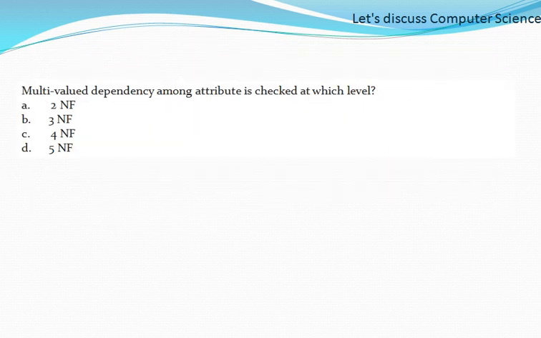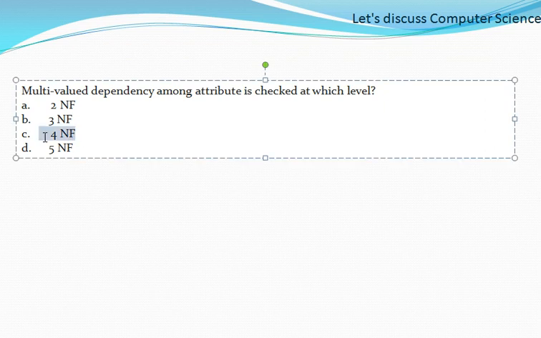Next question: multi-valued dependency among attributes is checked at which level? We just discussed multi-valued dependencies in the previous question. It will be checked in the fourth normal form. So the answer is C. Next question.